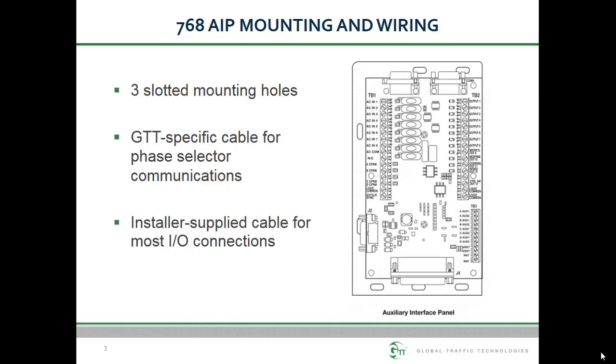As the name implies, the AIP provides additional interface options for the 760 series phase selectors. The use of the AIP is not required unless you need one or more of the functions that the AIP provides. It is, however, a recommended accessory in all installations, or it can always be added later if the need arises. Mounting the AIP is easy.